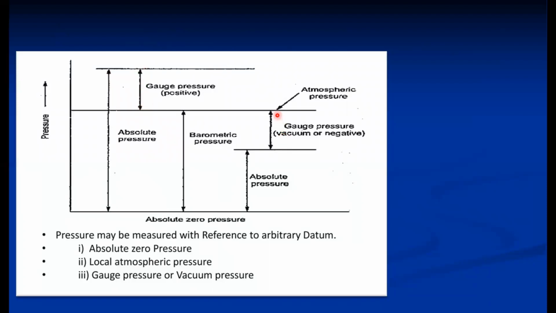If that reading is below atmospheric, that is called vacuum pressure. So absolute pressure in this particular case is atmospheric pressure plus gauge pressure. So this is absolute pressure when the pressure is positive, and absolute pressure when the pressure is negative, then the gauge reading is with respect to atmosphere because it goes below atmospheric. So with respect to the reference point, this is absolute pressure.